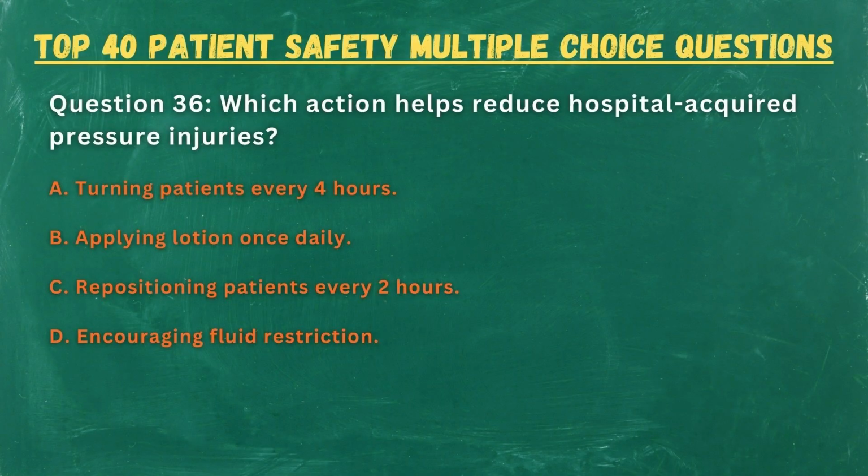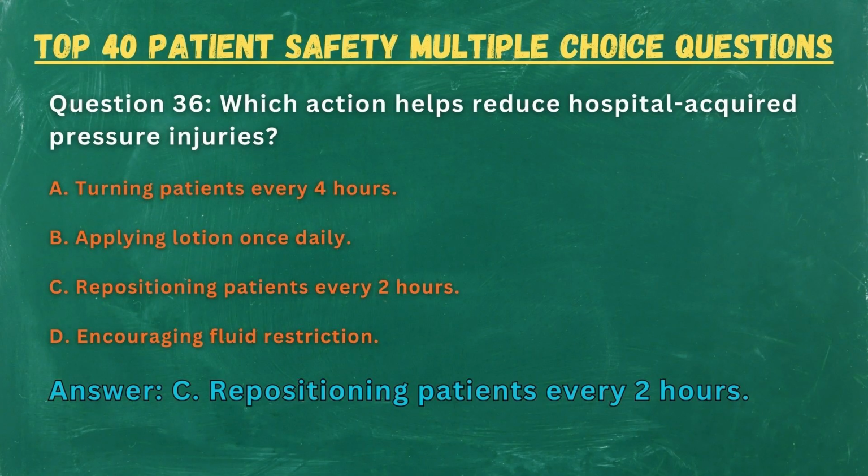Question 36. Which action helps reduce hospital-acquired pressure injuries? A. Turning patients every 4 hours. B. Applying lotion once daily. C. Repositioning patients every 2 hours. D. Encouraging fluid restriction. Answer: C. Repositioning patients every 2 hours.